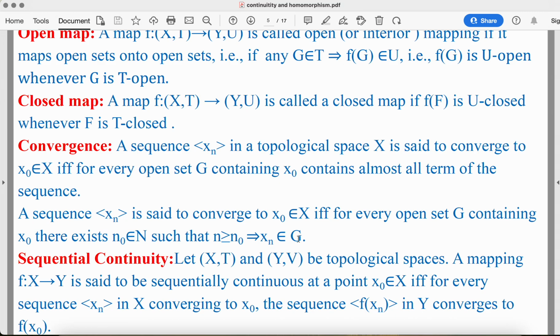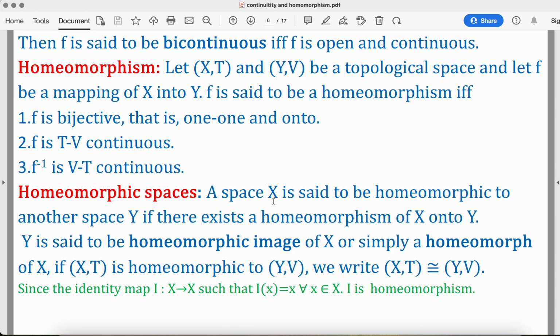Now sequential continuity. Suppose (X, T) and (Y, V) are two topological spaces. A mapping f from X to Y is said to be sequentially continuous at a point x0 belonging to X if and only if for every sequence x_n in X converging to x0, the sequence f of x_n in Y converges to f of x0. And f is said to be bicontinuous if f is open as well as continuous.